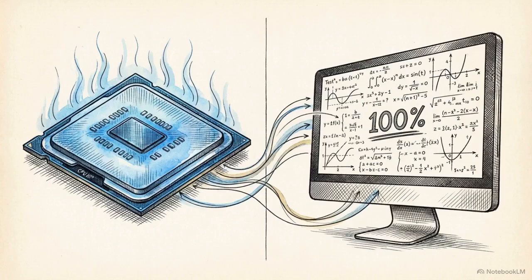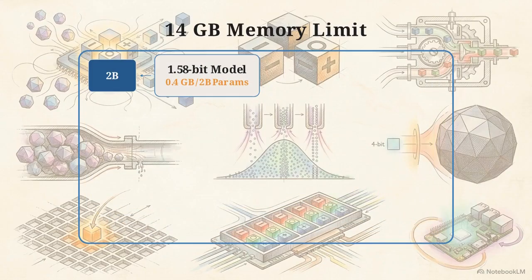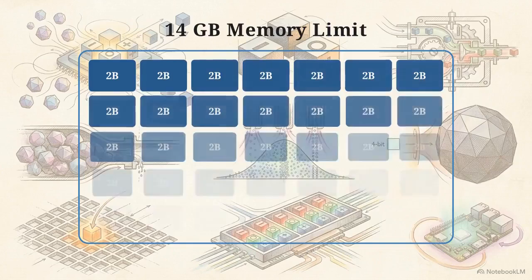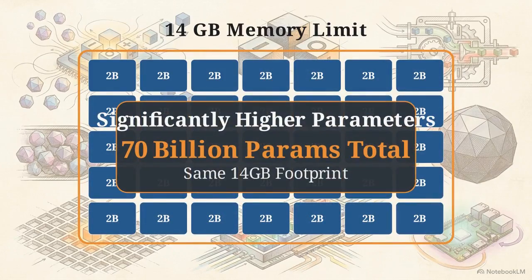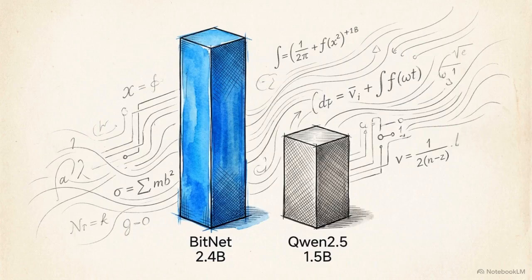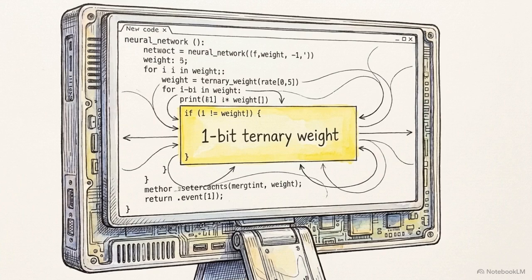This efficiency does not require a performance trade-off. Because the 1-bit architecture is so lightweight, researchers can scale the parameter count significantly higher within the same memory footprint. This allows the 2.4 billion parameter bitnet to outscore higher precision models like Qwen 2.5 1.5b on math benchmarks like GSM-8K. These metrics are achieved because the model is designed for this constraint from the start.